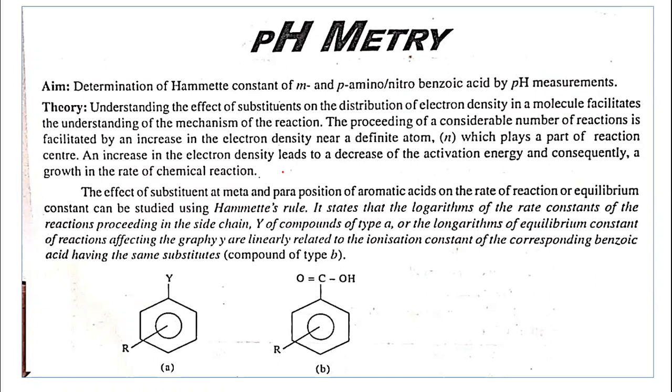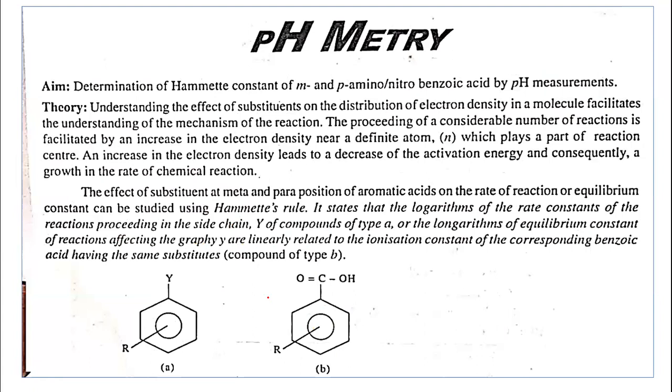It states that the logarithm of the rate constant of the reaction proceeding in the side chain Y of a compound of type A, or the logarithm of the equilibrium constant of the reactions affecting the group Y, are linearly related to the ionization constant of the corresponding benzoic acid having the same substituents, that is, a compound of this second type.